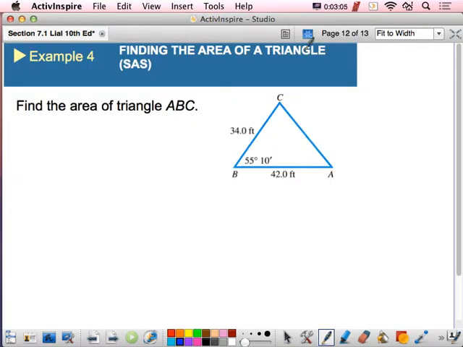So let's look at this example. We would like to find the area of triangle capital ABC, given that one side is 34.0 feet, another side is 42.0 feet, and the angle in between them is 55 degrees and 10 minutes. So we know that the formula has to be area equals 1/2 any side times any other side times the sine of the angle that sits between them.